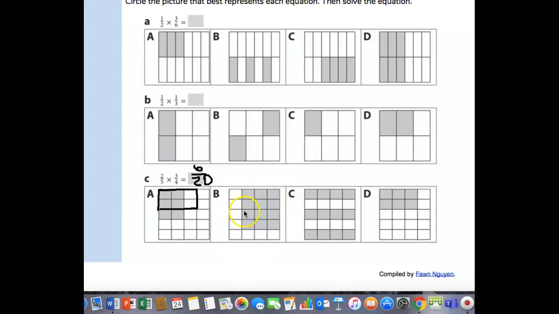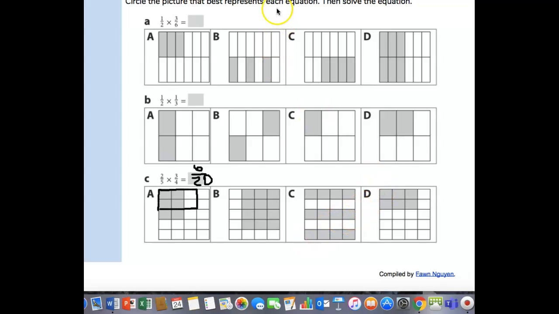Now this one's got 20, 1, 2, 3, 4, 5, 6, 7, 8, 9, 10, 11, 12. That's 12 20ths, so that doesn't work. 1, 2, 3, 4, 5, 6, 7, 8, 9, 10, 11, 12. 12 20ths also doesn't work.